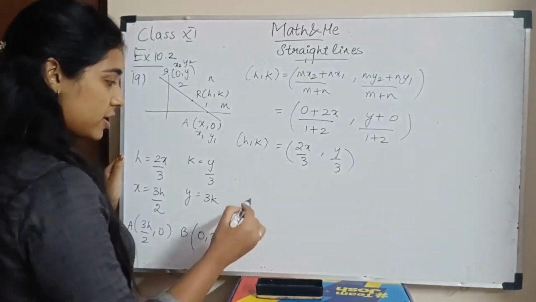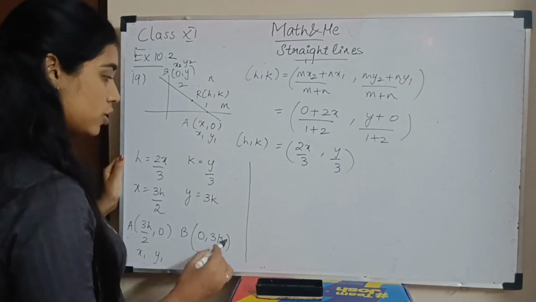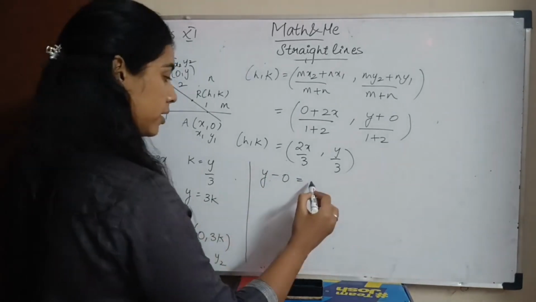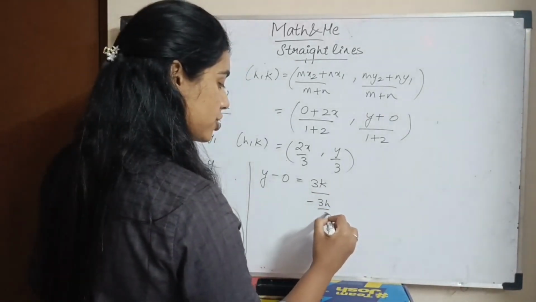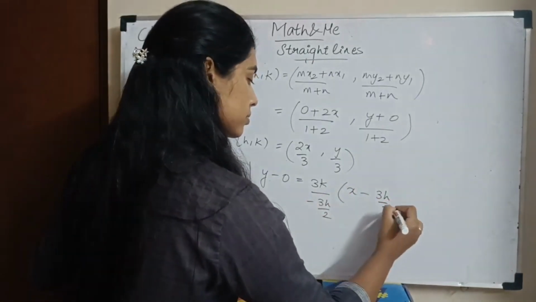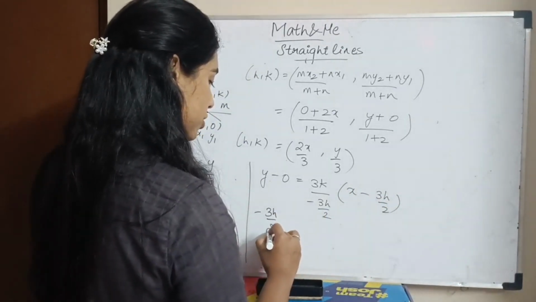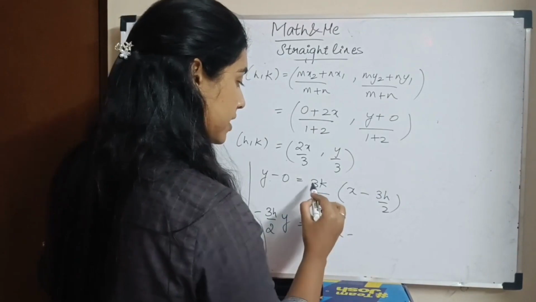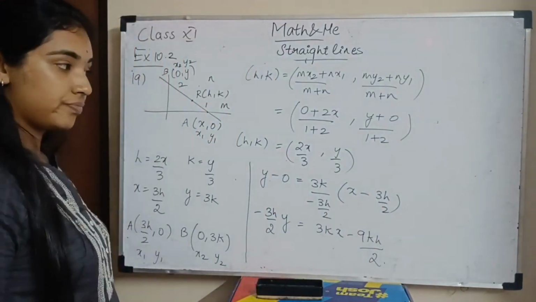Now you have 2 points. You can use the 2-point form. So this is your x1, y1, x2, y2. So what is your form? y minus y1 equals y2 minus y1 divided by x2 minus x1. So it's minus 3h by 2 times x minus x1, 3h by 2. Now multiplying this by 3h by 2. So I have minus 3h by 2 times y equals 3kx minus 3 3s are 9kh divided by 2. Okay.